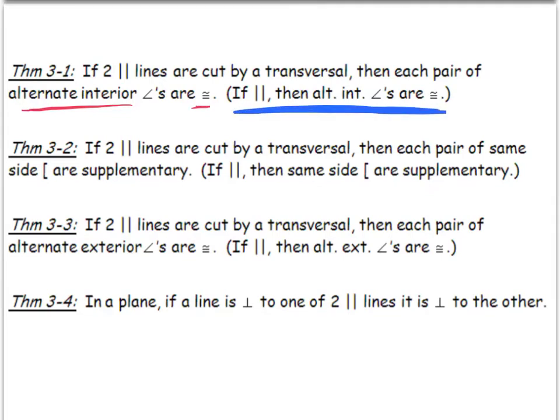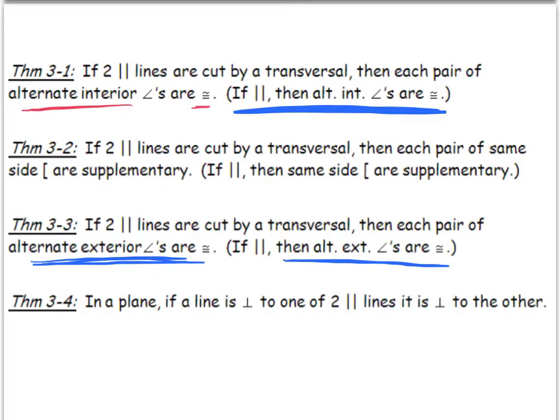Alternate interior angles are congruent. Let's skip down to theorem 3.3 for a second. They say that alternate exterior angles are congruent. So we've got corresponding angles congruent if lines are parallel. We've got alternate interior and alternate exterior angles are all congruent.